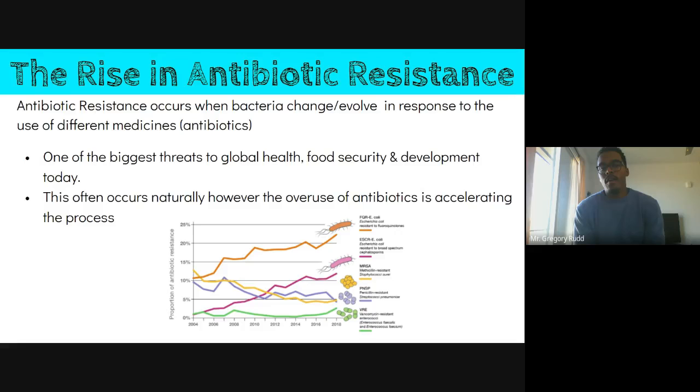Unfortunately, as we have used more antibiotics, now keep in mind, yesterday we talked about the fact that antibiotics are used to kill bacteria. You cannot use antibiotics to kill viruses. But as we have used these antibiotics and developed more and more of them, bacteria are actually changing and evolving in response to the use of these antibiotics. And this is a huge threat to global health. It's a huge threat to food security because this also applies to different pests that we see in agriculture as well.